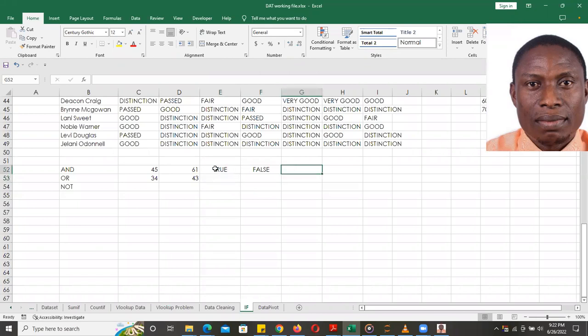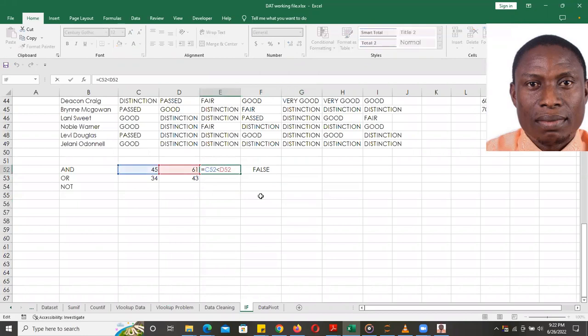Now, the next one. So we can now compare these two values. You picked true, you didn't pick 61. How did you get your false? Look at it. I did.